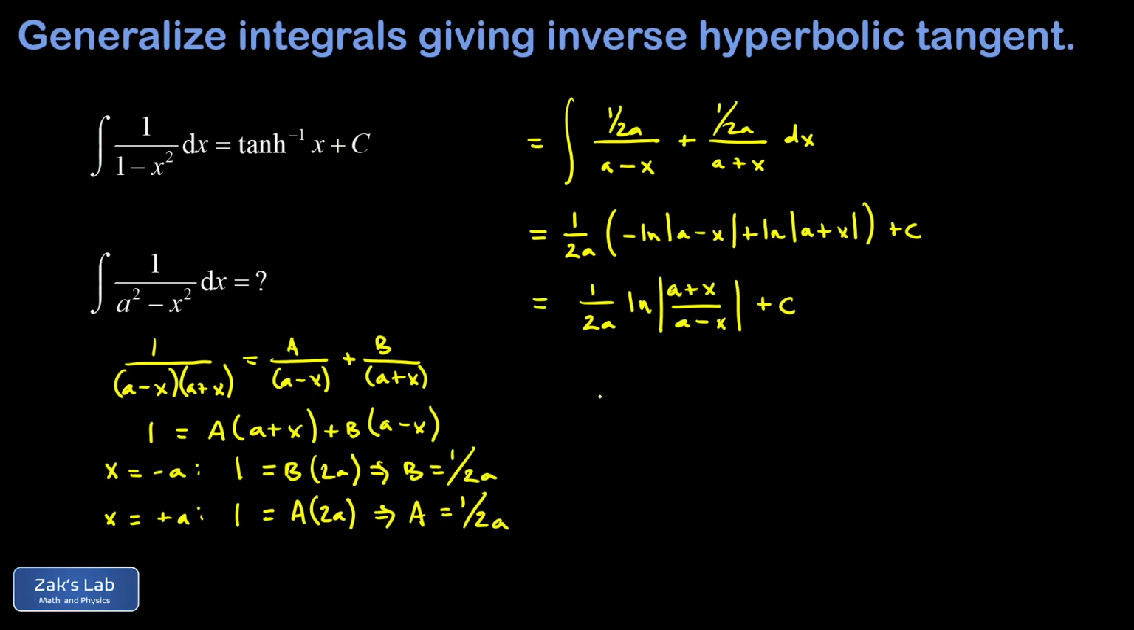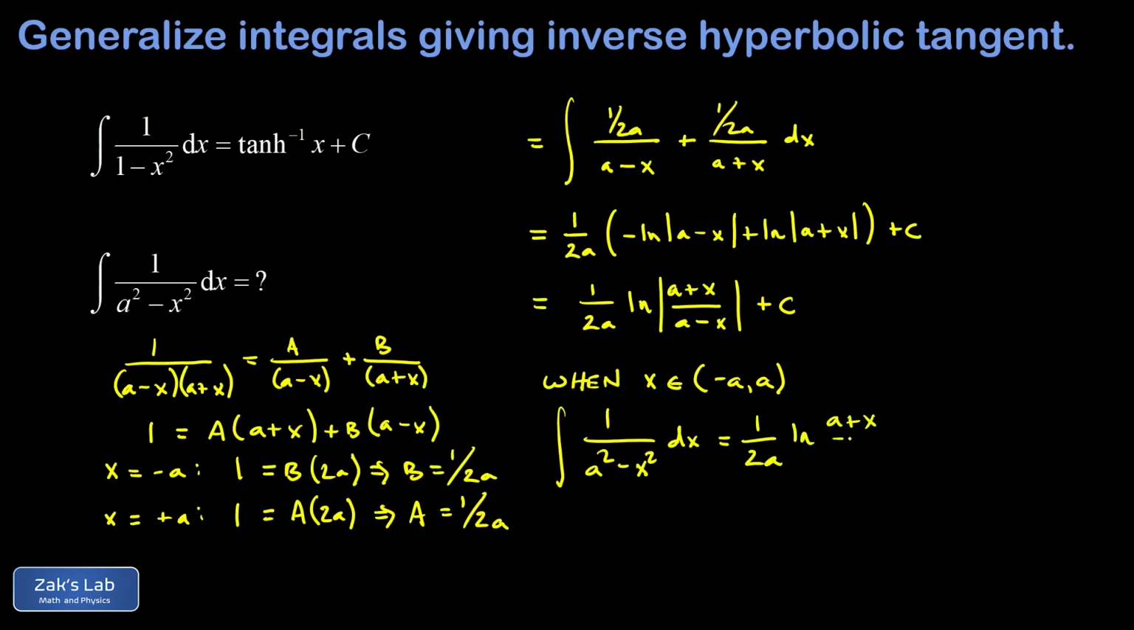So we're going to have to think about the domain of this thing, like when can I disappear the absolute value bars? It requires that x is less than a for that denominator to be positive. And again, it requires that x is bigger than negative a for that numerator to be positive. So I could say when x belongs to the open interval negative a to a, we can disappear the absolute value bars. We find that our integral of 1 over a squared minus x squared dx is equal to 1 over 2a natural log a plus x over a minus x with no absolute value bars plus c.